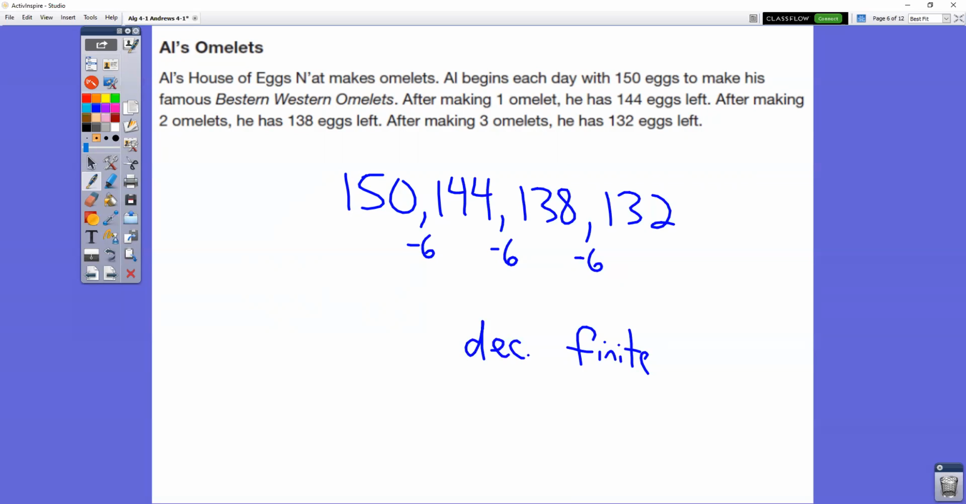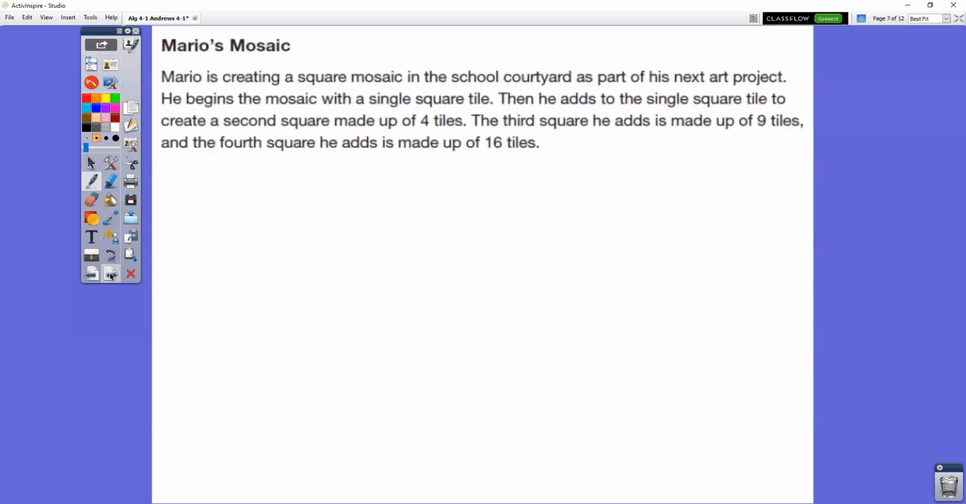If we were to continue on with this pattern, we would have to subtract 6 again. So then we would be at 126. We would subtract 6 again, so our next number would be 120. And then our next number would be 114. You will have to continue the patterns here, or just say what they look like sometimes. Depends on how the question is being asked.